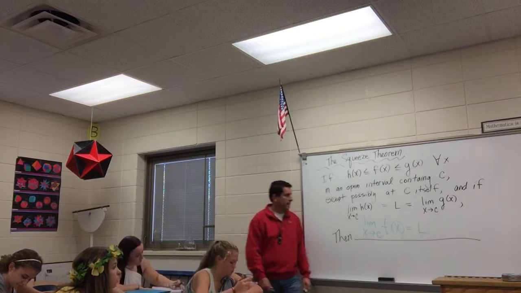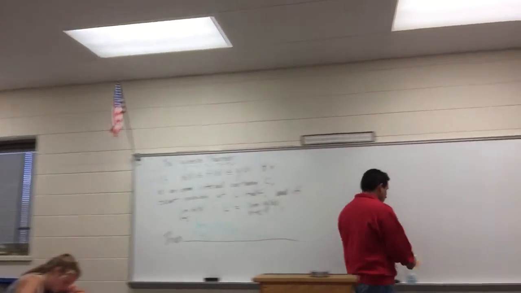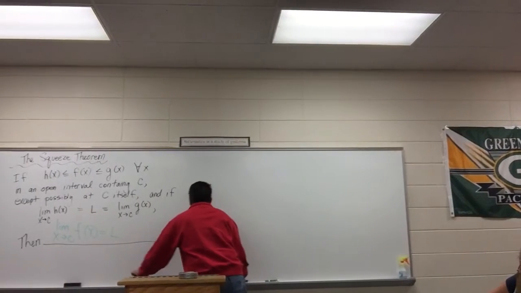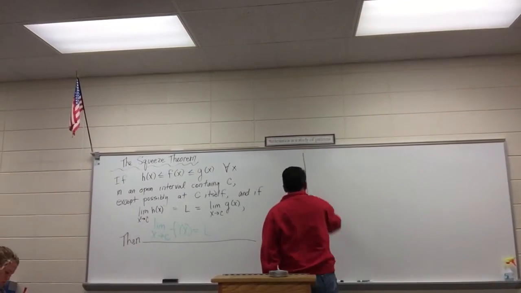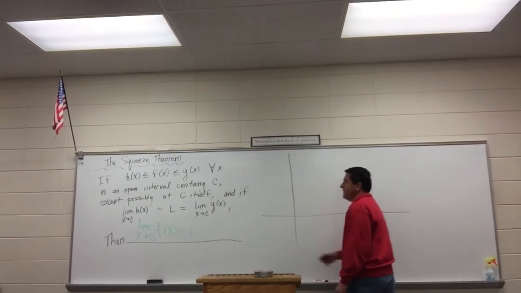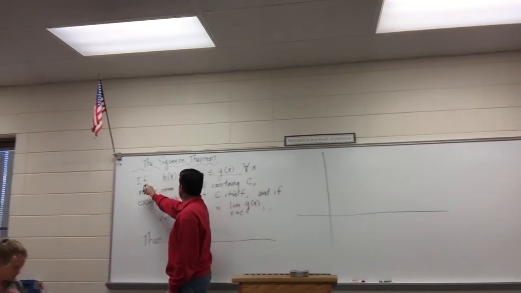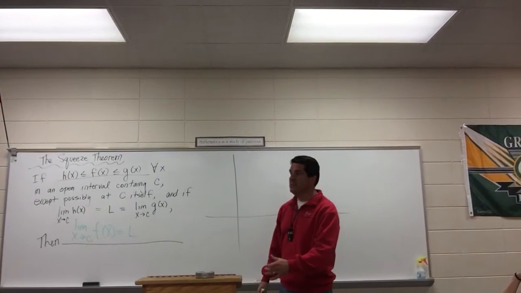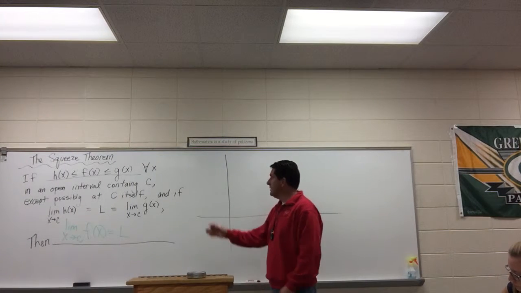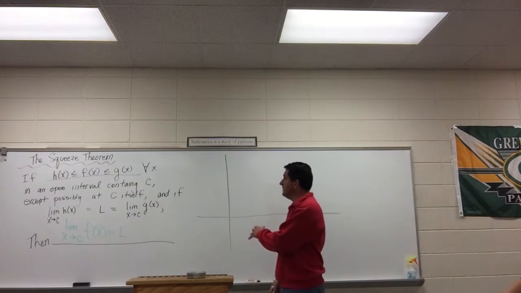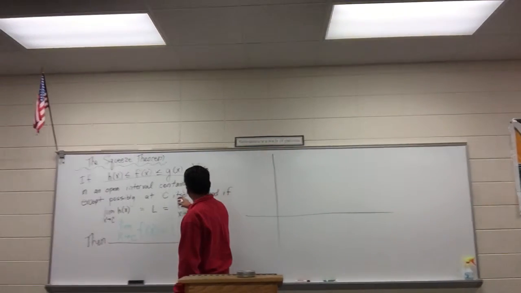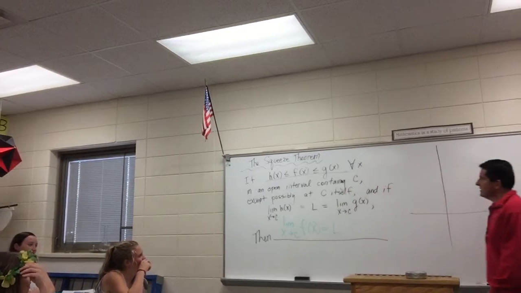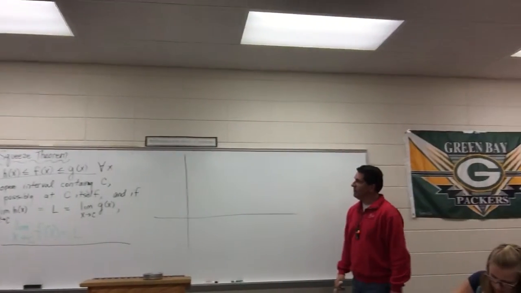Now, why? Well, if we look at it from a visual standpoint, let's explain what this looks like. What does this first thing mean? h of x is less than or equal to f of x, which is less than or equal to g of x for all x in some sort of interval that contains c, except possibly at c itself.